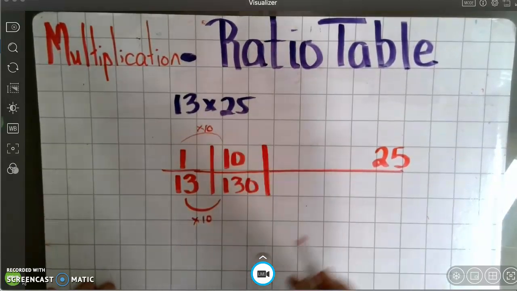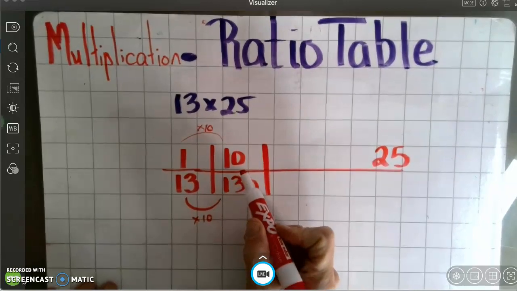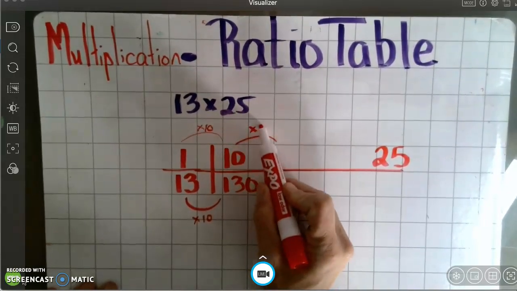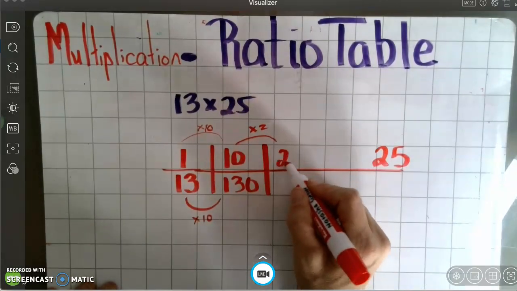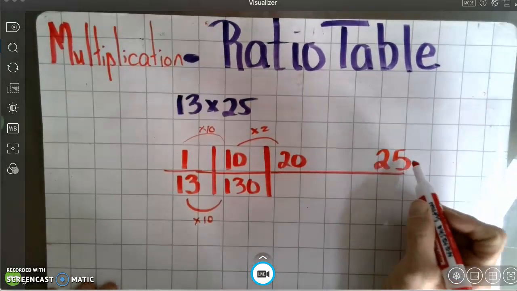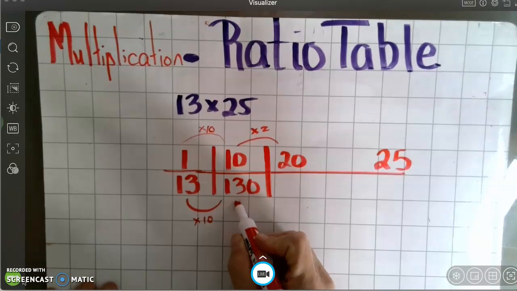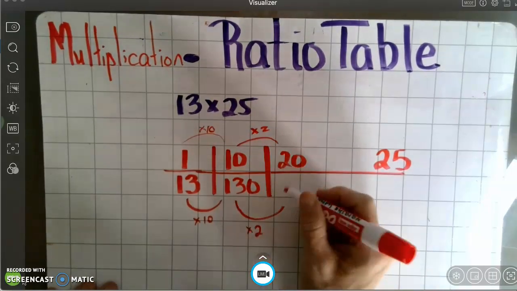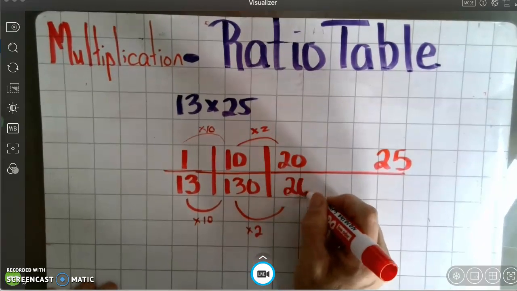Now I see something really kind here. I see a 10 that I can double. So if I double it, I have 20. Look, I'm getting close to my 25. And then 130 doubled is 260.